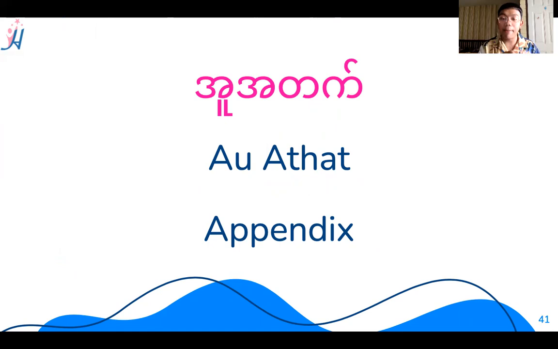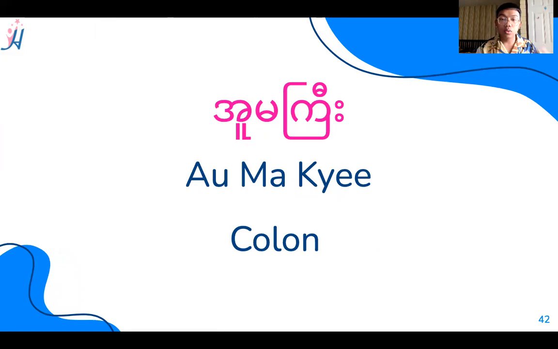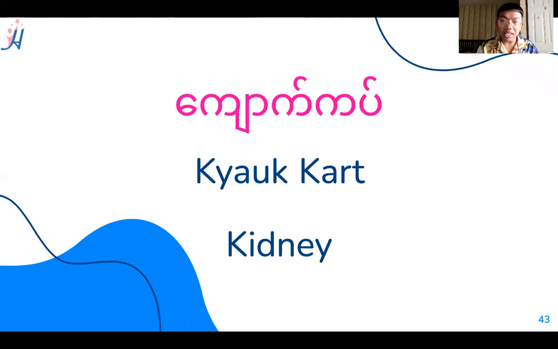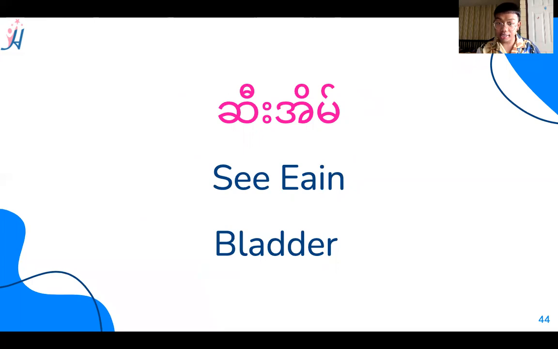And next one for colon, u-ma-ji. So the colon is part of the large intestine, right? So u-ma-ji for colon. And kidney, jiao-get. Okay, jiao-get for kidney. And bladder, so the bladder is related to the kidney, right?